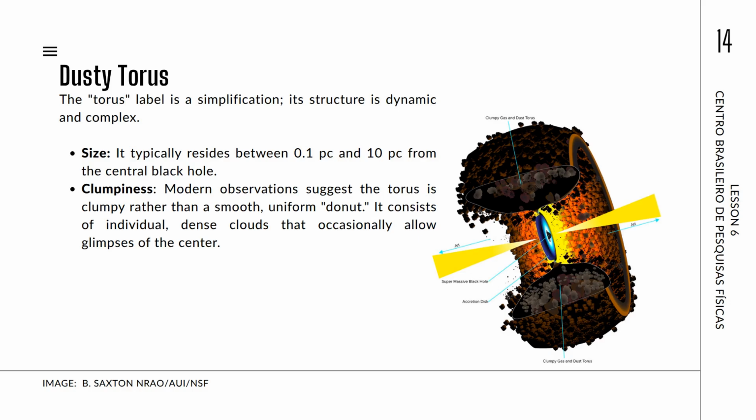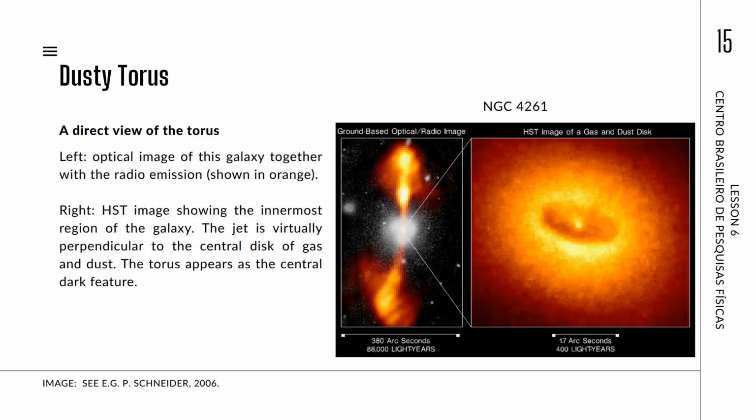And the size of the torus typically goes from 0.1 parsec to 10 parsecs from the central black hole. And as I told you, it may have this donut shape, but we think it's clumpy. It's subdivided in these very dense clouds. This is a very interesting observation. This is a direct observation of a torus with the Hubble Space Telescope. This is the only one I ever heard about of a direct observation.